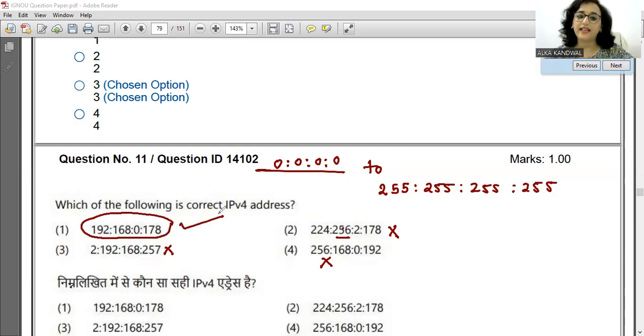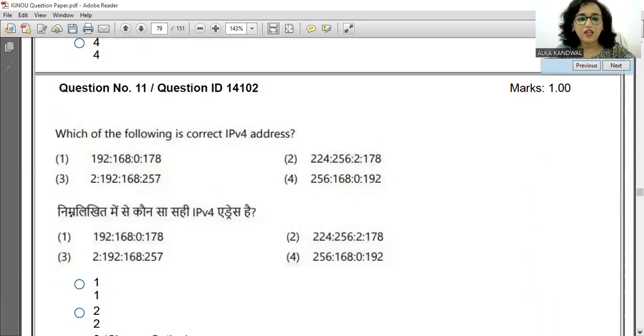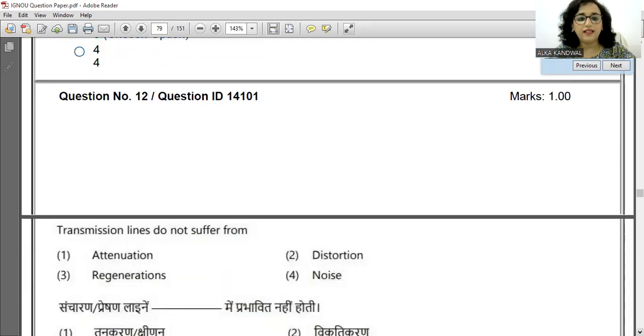So the correct answer is option 1. Definitely, without a second thought, you can just click on the first answer. So that is the correct answer. So moving ahead, let us see.